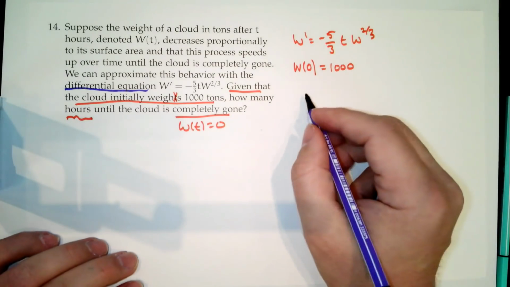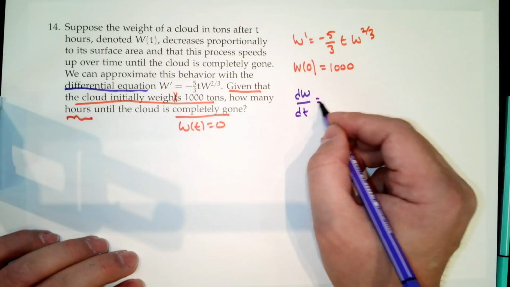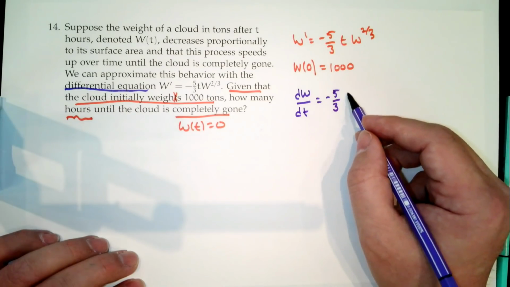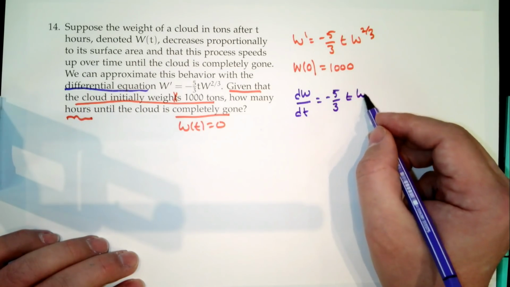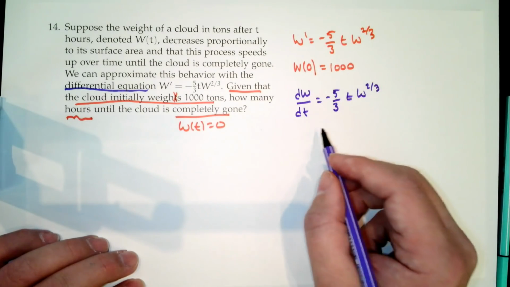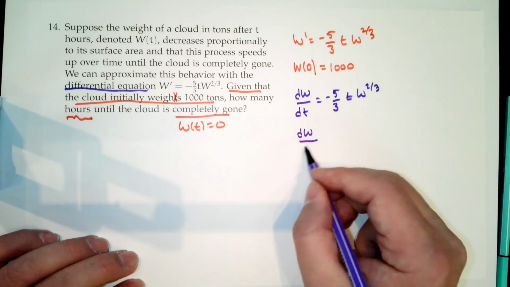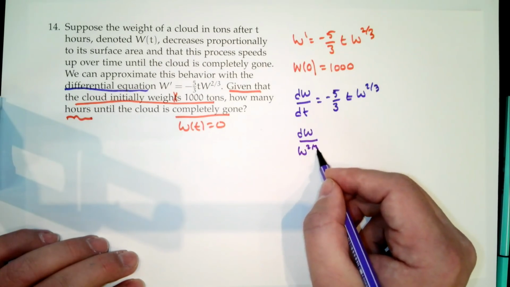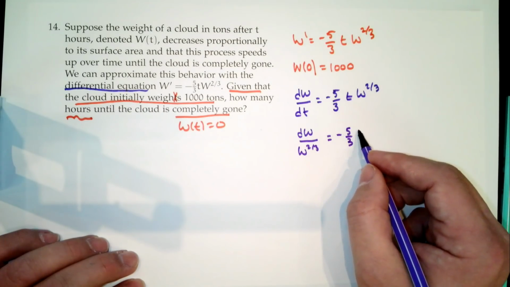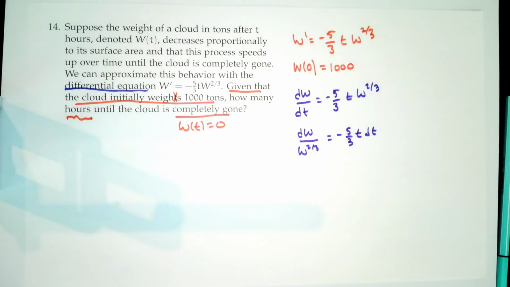So, we go back to where we were back on problem 1. Way back then, we were so innocent back then. So dW/dt is negative 5/3 t and w to the 2/3. So do you remember how we did it? Step 1, separate. So dw divided by w to the 2/3 is equal to minus 5/3 t dt. Okay, we've separated. What comes next?